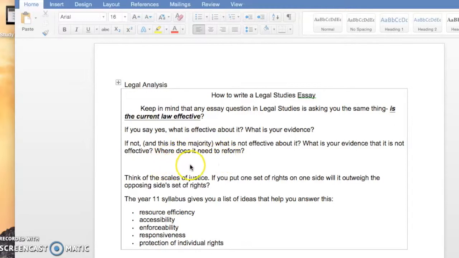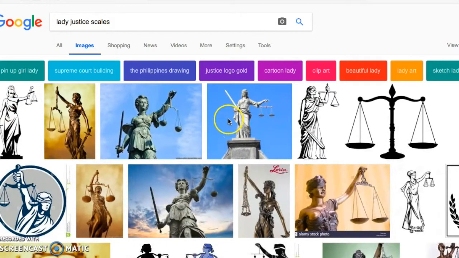So think of the scales of justice. Think of Lady Justice here holding the scales. If you put one set of rights on one side, will it outweigh the opposing side's set of rights? Okay, so let's just stop for a sec and get out an example of Lady Justice so you can sort of visualize it. So here I just went to Google and I looked up Lady Justice scales and on images, and this is what's come up.